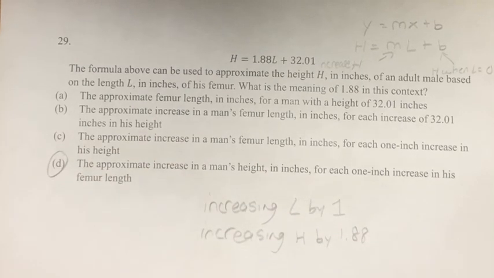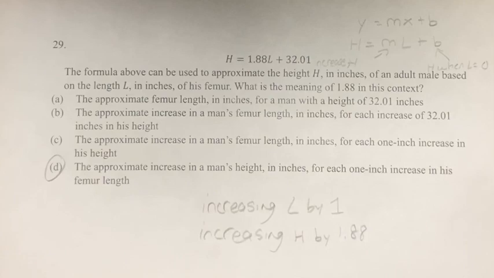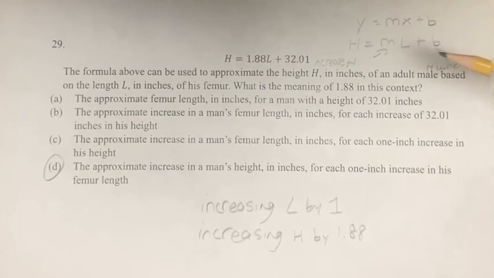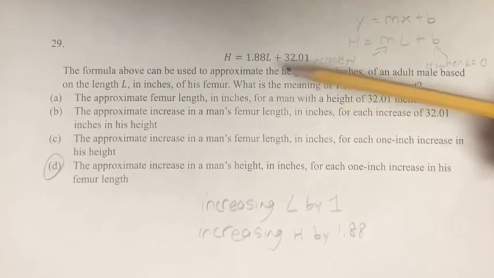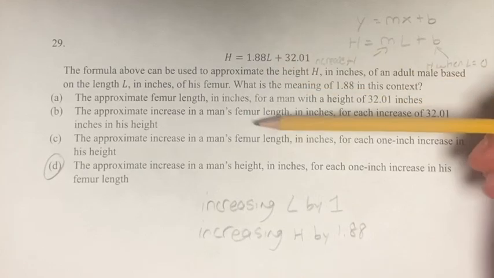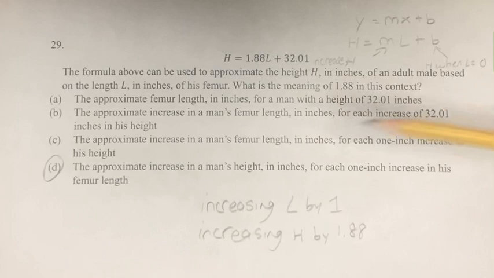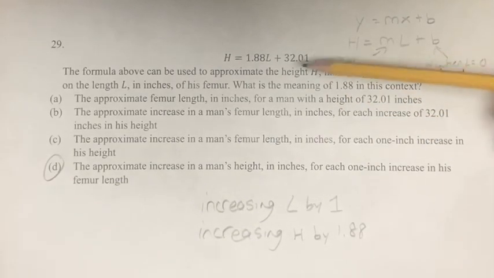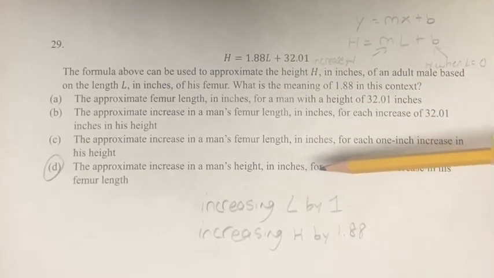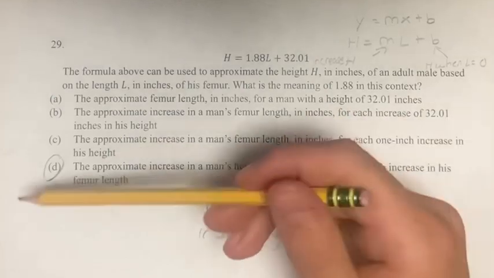D is going to be your final answer. If you don't recognize that as slope-intercept form, then you could just plug in different values for L, plug in 0 and 1, and then notice the difference from 0 to 1 is 1.88. So therefore, the change per inch is 1.88, and you'd get the same answer, D.